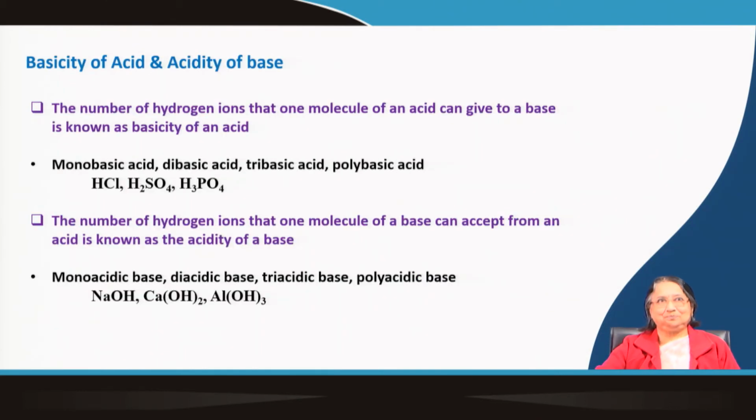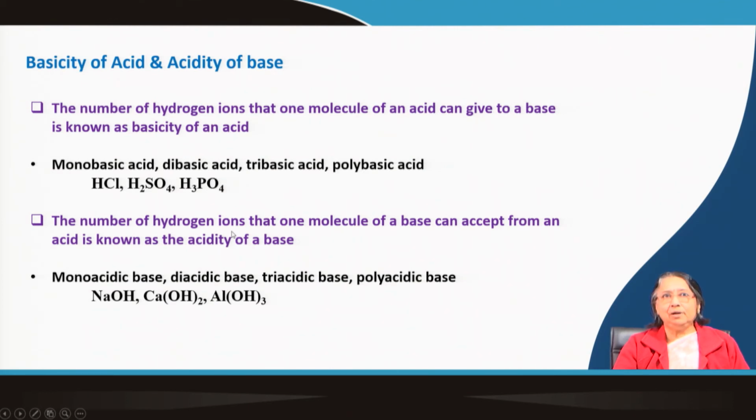This is very interesting. Now, basicity of acid and acidity of base. The number of hydrogen atoms that one molecule of an acid can give to a base is known as the basicity of an acid. For example, H2SO4 is a dibasic acid because 2 protons are there. HCl is a monobasic acid because there is only 1 hydrogen. Phosphoric acid has 3 hydrogens, so it is a tribasic acid. Other than monobasic, dibasic and tribasic acids can all be called polybasic acids.